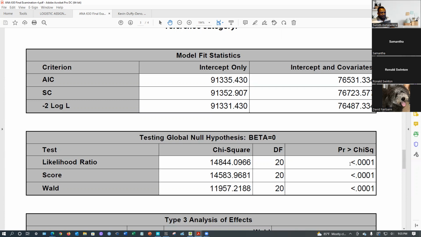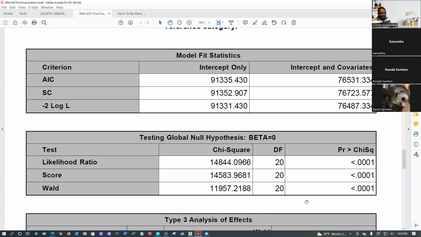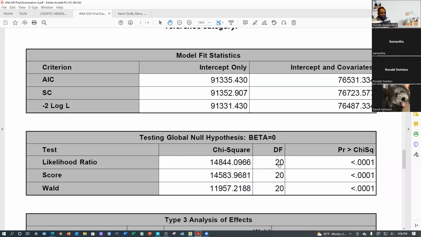Then you see whether your current model is better than the intercept model or not. What are you going to do? Here you reject H naught. H naught means the betas were zero, so rejecting it means your current model is better than the intercept model. They also have related tests, Score and Wald.